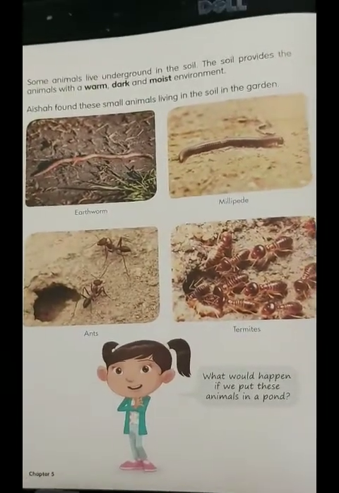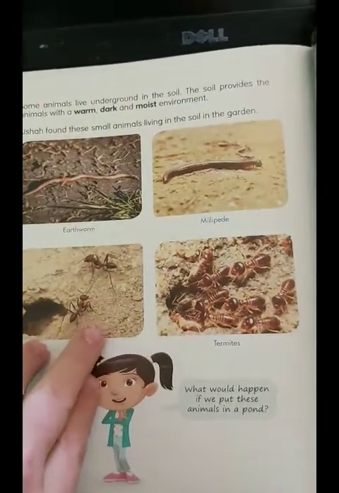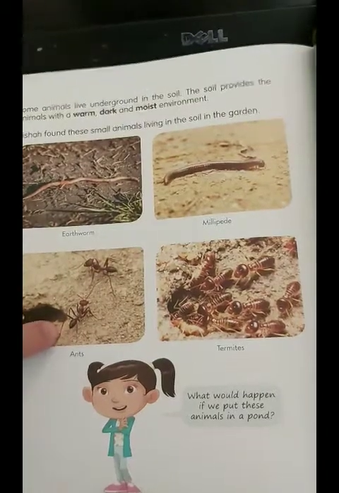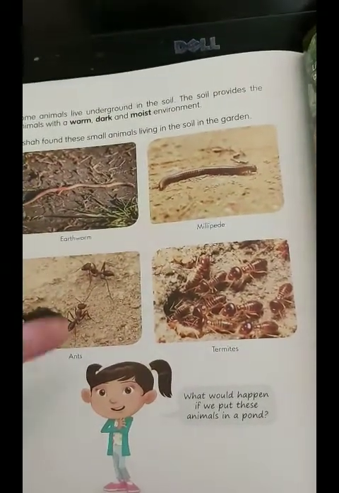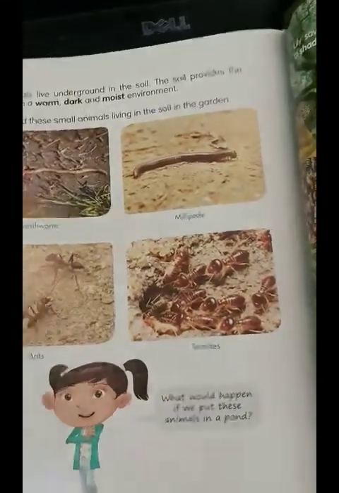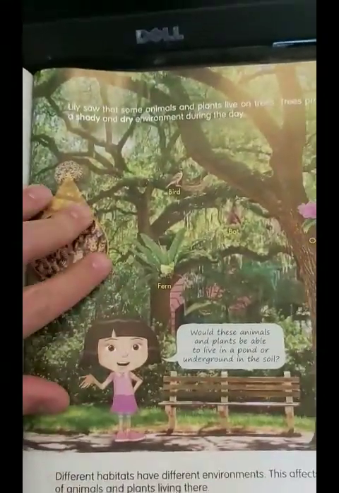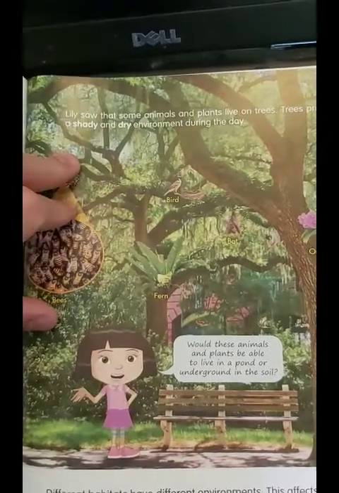What do you think will happen if we put these animals in a pond? As we said about the other animals, if we put the animals that live in the pond in a dry place, they will die. So I think if we put ants or worms or millipedes or whatever in the pond, they will also die. Yeah? Okay, let's go to page 85. This is a different environment.